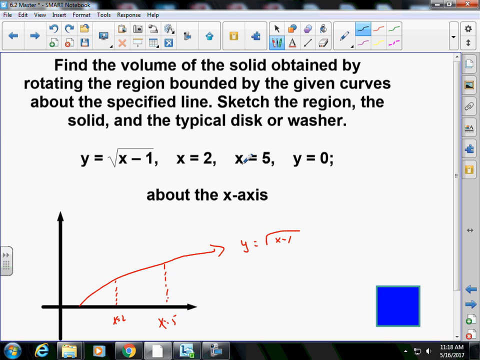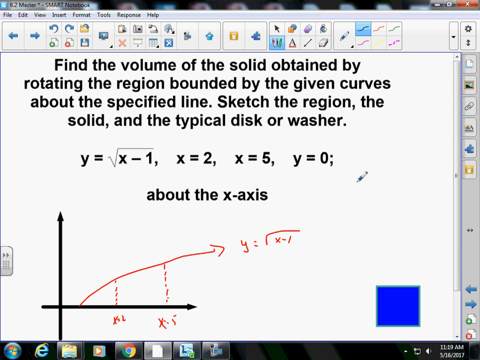So to save some time, I went through my notes and I already drew out all the functions, so we don't have to watch me draw them out. But we're going to do all the work still. So here's the first one. It says, find the volume of the solid obtained by rotating the region bounded by the given curve about the specified line. Sketch the region, the solid, and the typical disk or washer.